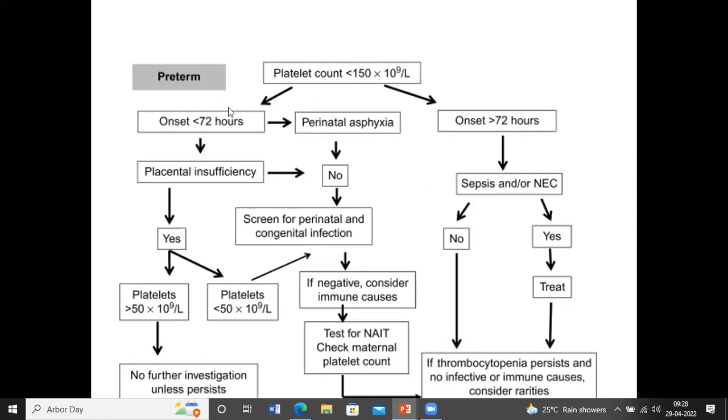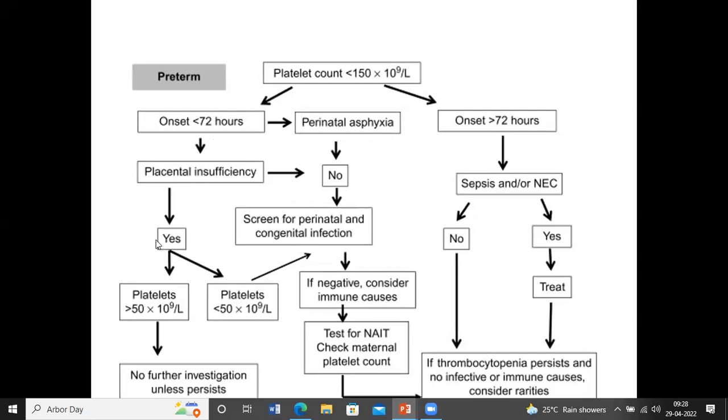If the baby is a preterm, then you want to look at whether the onset was early, that is within the first 72 hours, or late, that is beyond 72 hours. If the baby had an early onset thrombocytopenia, look for perinatal asphyxia. Perinatal asphyxia usually resolves quite well. Also look for placental insufficiency.